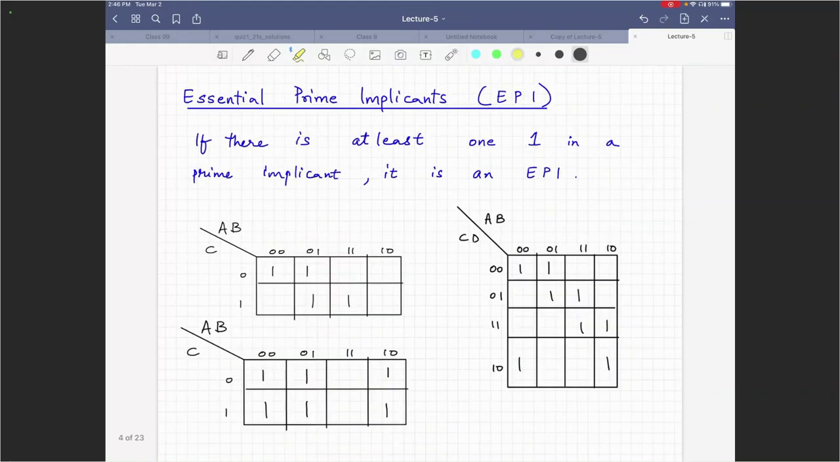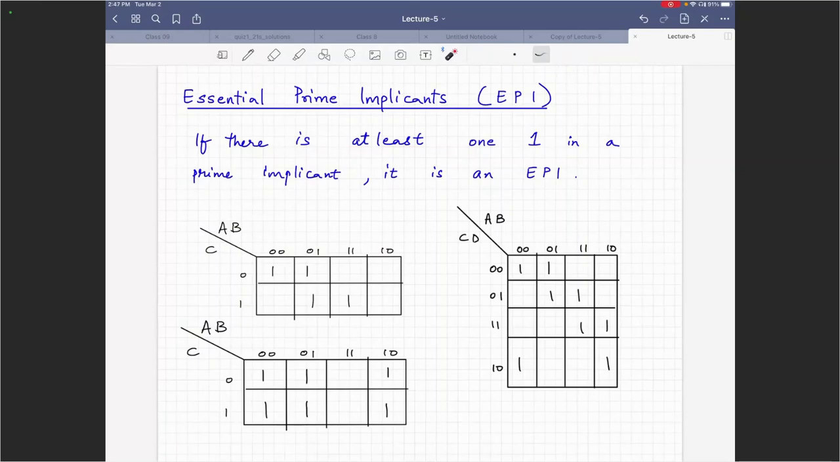So let's talk about what is an essential prime implicant, in short, EPI. The definition is, if there is at least one one in a prime implicant that is covered by no other prime implicant, that particular prime implicant is going to be an essential prime implicant. So let us try to identify essential prime implicants for the three examples that we already saw.